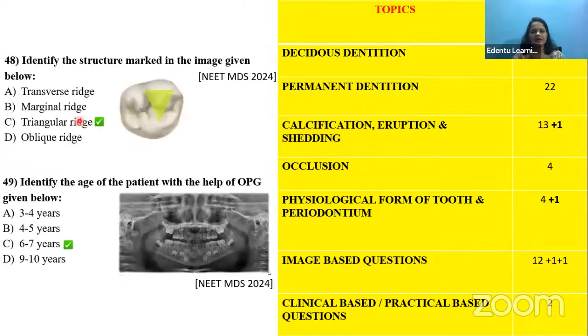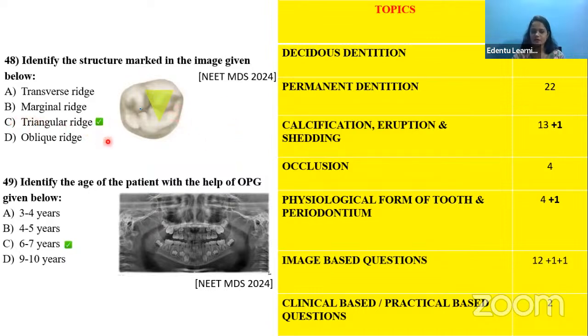And next is, identify the structure marked in the image given. So this was what I was talking about, the type of questions they can ask in dental anatomy. This is a recent NEET MDS 2024 question, where they highlighted a part of the occlusal surface of the tooth and asked you to identify it.